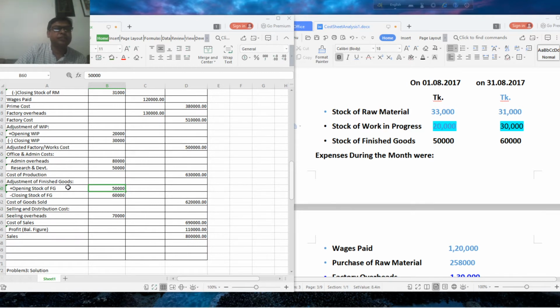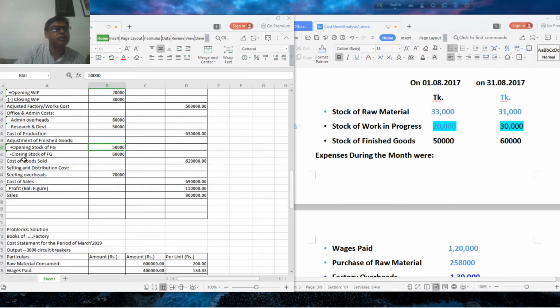Afterward, we have to adjust the finished goods to find out the cost of goods sold. We have the opening stock of finished goods and closing stock. So we can easily find out the cost of goods sold.